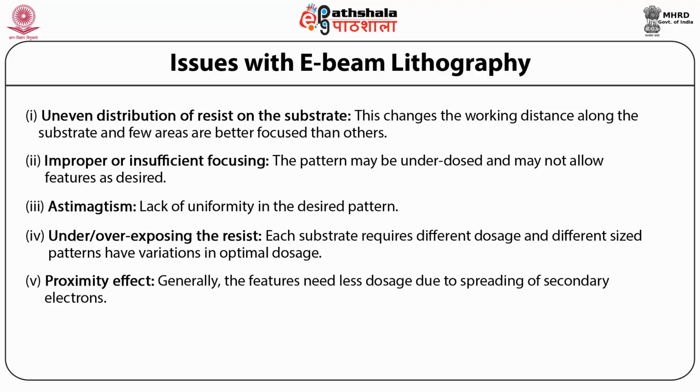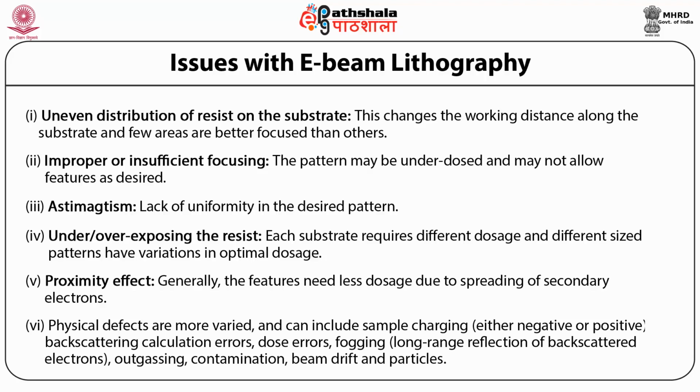Fifth is the proximity effect. Generally, the features need less dosage due to spreading of secondary electrons. Sixth, the physical defects are more varied and can include sample charging, either negative or positive, backscattering, calculation errors, dose errors, fogging, long-range reflection of backscattered electrons, outgassing, contamination, and beam drift and particles are included in the physical defects.